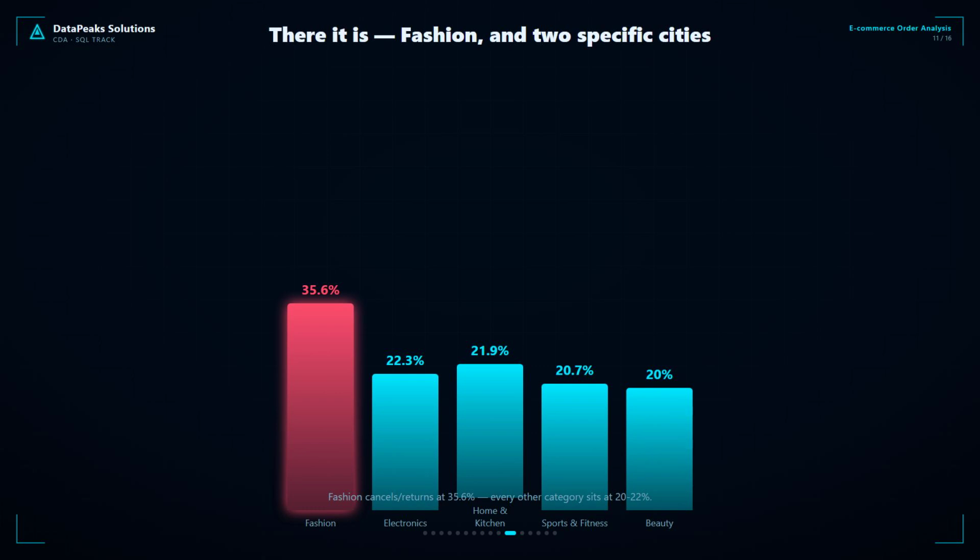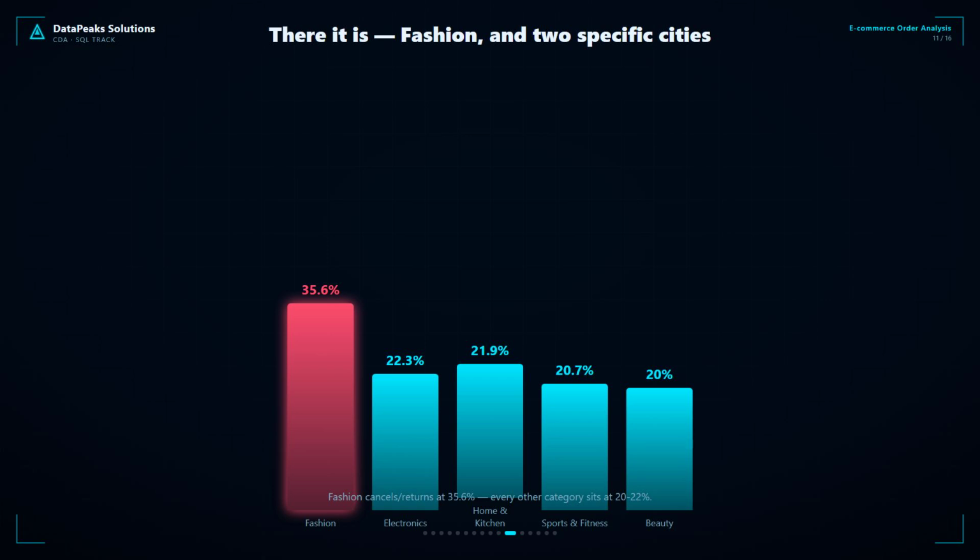Here's the answer to our investigation. The fashion category has a 35.6% cancellation and return rate, far higher than every other category, which stays around 20 to 22%. That's not a random spike, it's a clear operational problem. By drilling deeper, we can trace it to specific cities and identify exactly where the business is losing money.